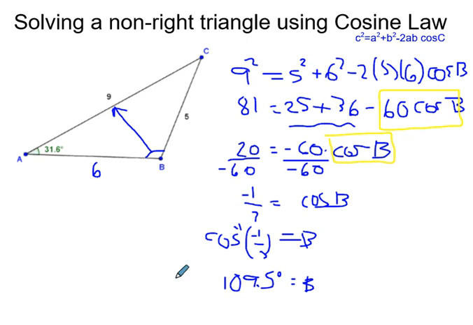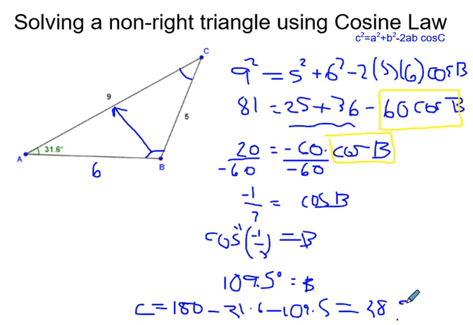And to find angle C, you would do 180 minus the other two. So angle C is 180 minus 31.6 minus 109.5, and you would get 38.9. So that's close enough to what we got in the previous one. So have fun working with sine and cosine law now.